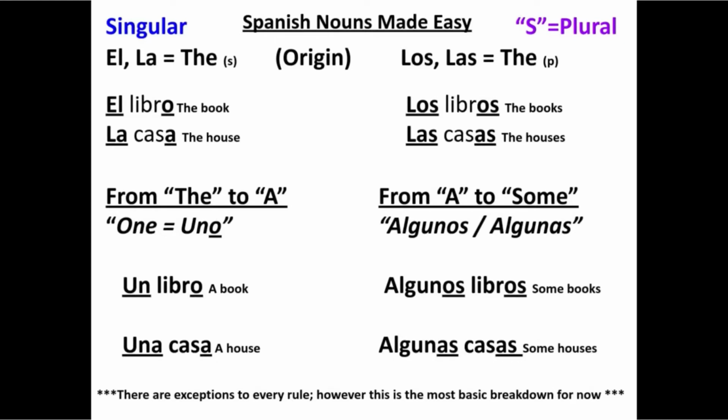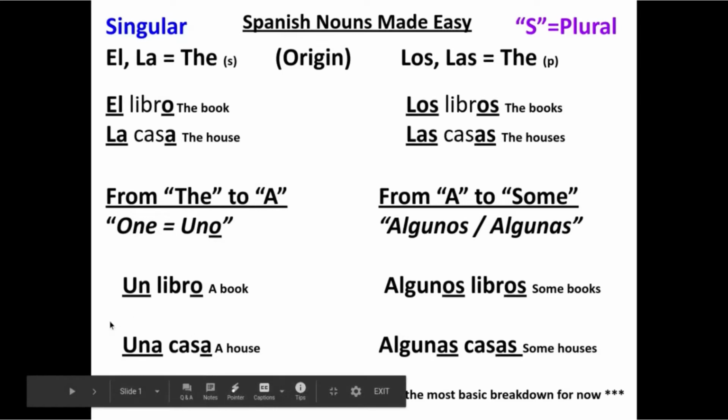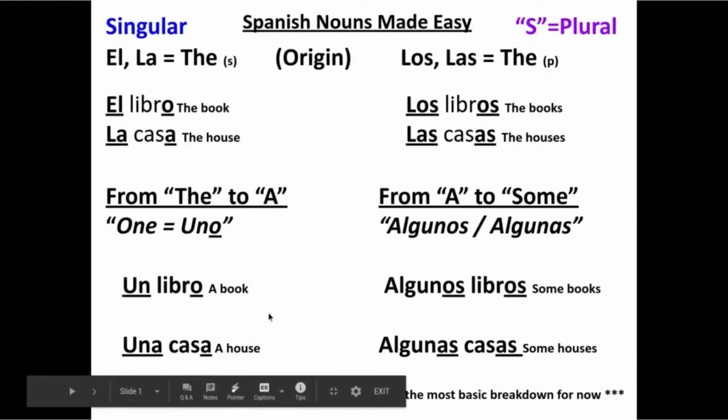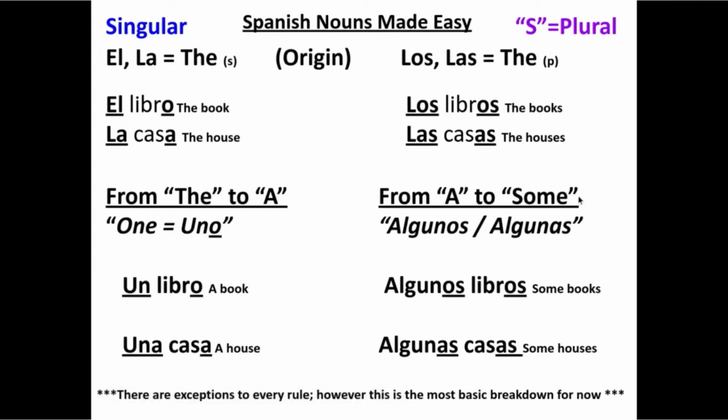So now you have la casa. And this is very simple because all you're going to do is make it one house by adding the A. Una casa. So you went from the book to a book, the house to a house. We're going to make those plural. So what's the plural of "a"? Well, the plural of "a" is "some" because there's a few, more than one.